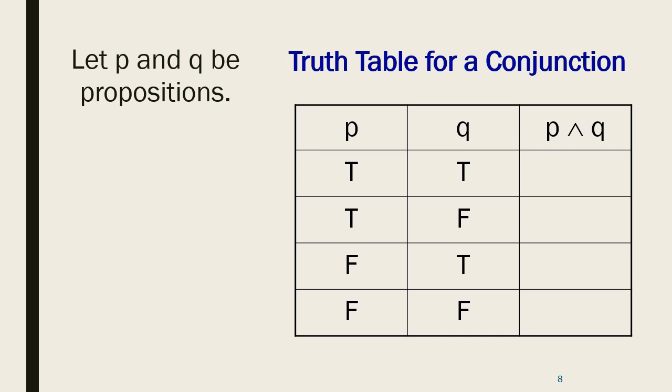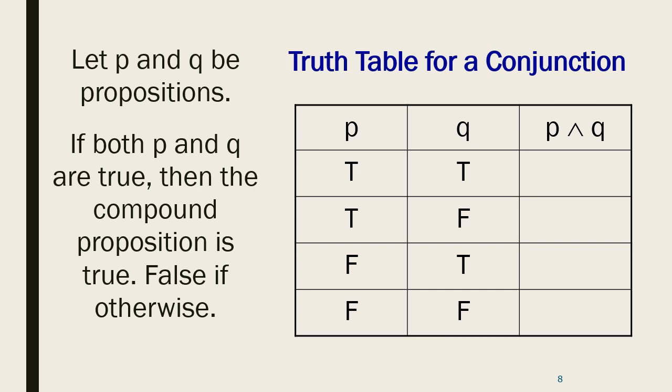So P and Q. If both P and Q are true, then the compound proposition is true. False if otherwise. Meaning to say, if both are true, then the compound proposition P and Q is true. Then it will be false for the rest because TF, FT, and FF are not both true. Okay? So for conjunction, only T and T will result to T or true.